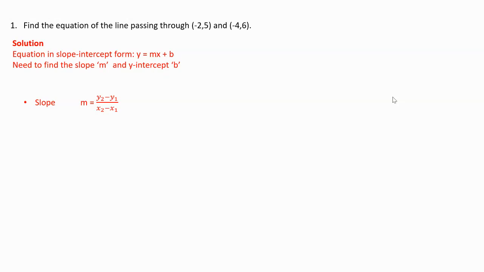Here's a formula for my slope. My slope, which is m, is equal to y sub 2 minus y sub 1 over x sub 2 minus x sub 1. And the y-intercept is b equals y minus mx.